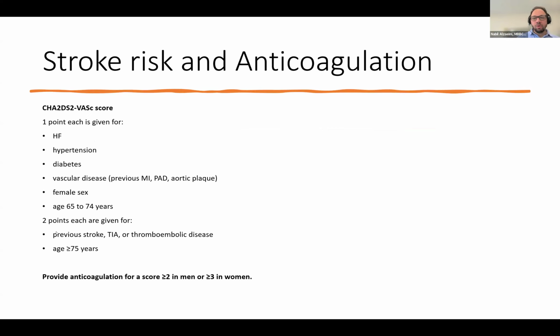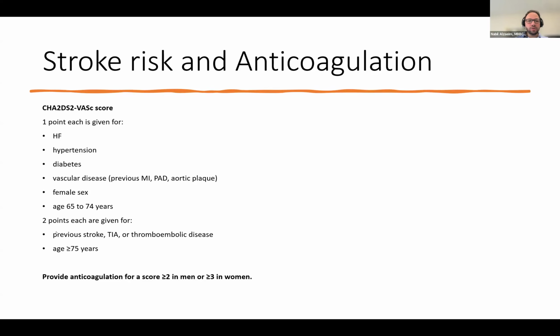This is the CHA2DS2-VASc score. This is the most popular or most common tool we use to assess the risk of stroke and to make the decision about anticoagulation. So basically we get 1 point for heart failure, hypertension, diabetes, vascular disease, and female gender, and age between 65 to 74 will get 1 point. If the age is more than 75, then we'll get 2 points. And if the patient has a history of TIA or stroke, we'll get 2 points as well.